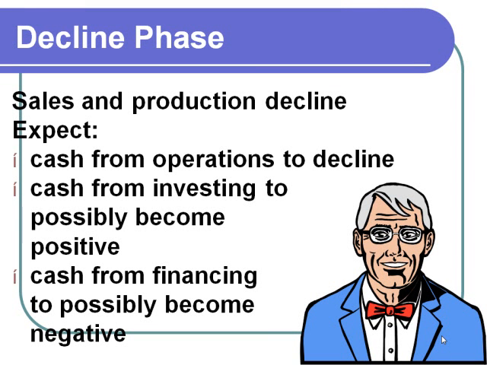Decline phase. Sales and production are declining. In other words, when it breaks, you're not replacing it. You're going to be getting a different product altogether. So gradually your market share gets smaller and smaller and smaller. And we see this in technology all the time.